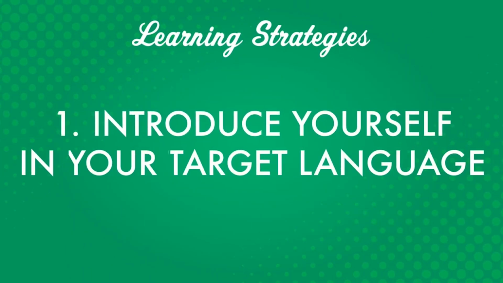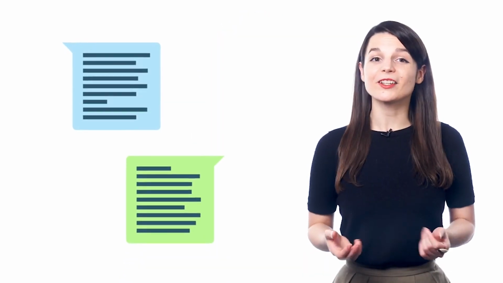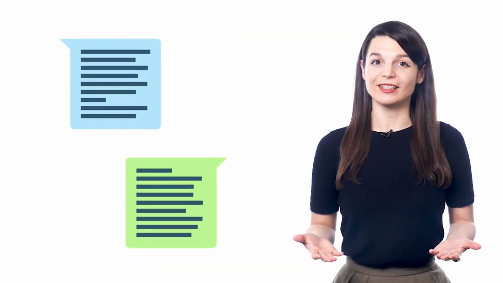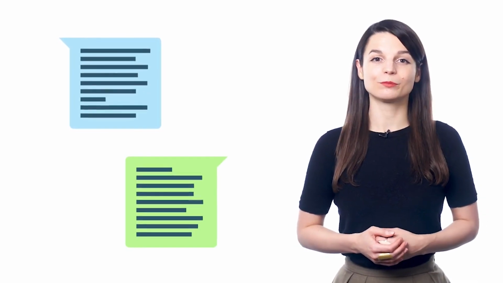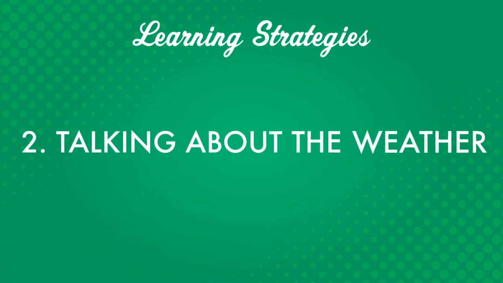Number 1. Introduce yourself in your target language. This is usually one of the first things you learn when you start studying a new language. And sometimes, starting a conversation, or continuing one, is as simple as introducing yourself. Number 2. Talking about the weather. This is a universal talking point. People talk about the weather all over the world. And just saying, "It's really nice today," is enough to start a conversation.